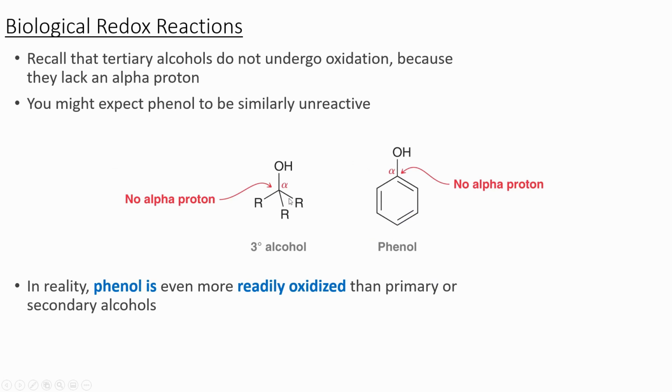So a tertiary alcohol, right? We learned that we cannot oxidize this up because there's no alpha proton. This carbon is making 3 bonds to carbon and 1 bond to oxygen.